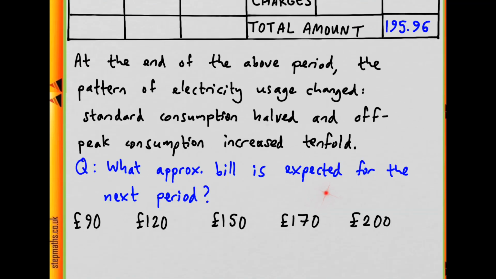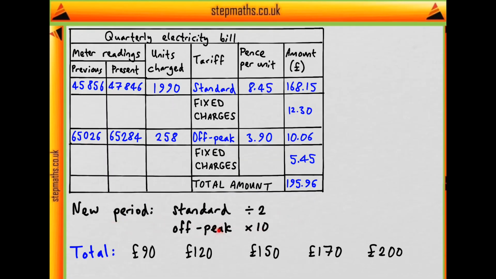So the important bit to take with us is that the standard consumption halved and the off-peak consumption increased tenfold. So that's what we've got here. This is our original table. These are our options. So where should we start?